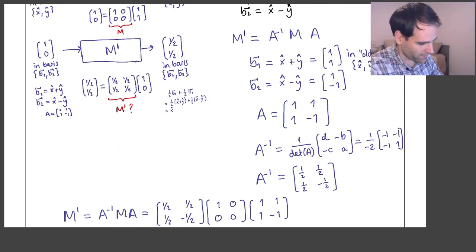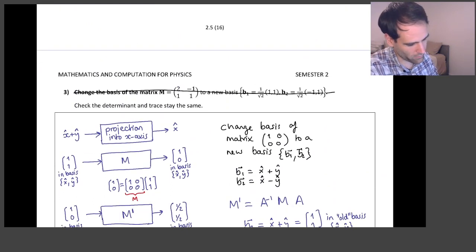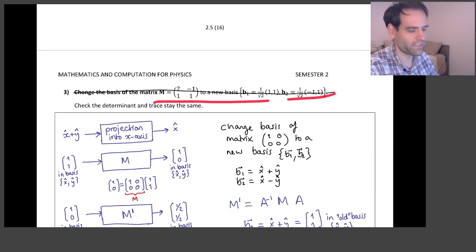Okay? So this is a very clear example. If you want to see another example, go and see problem 3 in the notes, which was the original one I had written here.